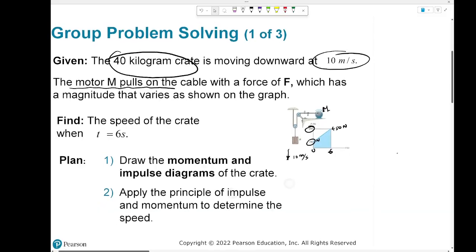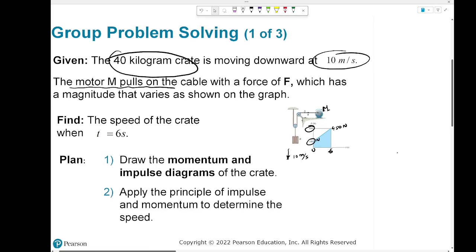So the initial velocity was given as 10 meters per second for the crate, and then the motor comes into action. It does have a force varying from what is the force initially? 150, right? 150 Newton to 450 Newton. Again, the motor is pulling the crate up. We understand this, right? The crate is initially moving down, with a velocity of negative 10.